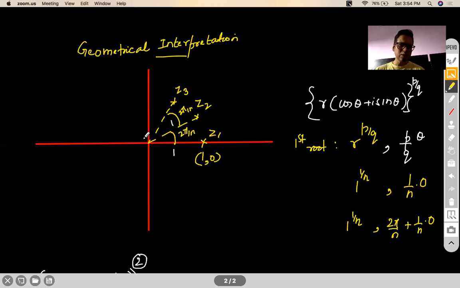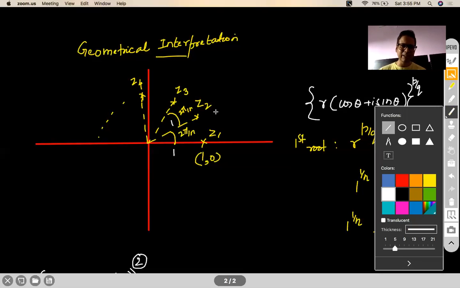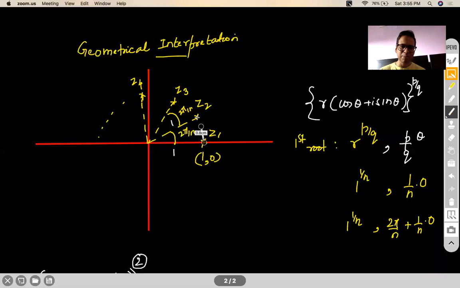So you can keep on listing down these roots on the Argand plane, right? Dot, dot, dot. I'm not going to draw everything. So if you connect these nth roots of unity by straight line segments, you will end up getting a regular polygon. Like that, if you start connecting it, this will give you an n-sided regular polygon.